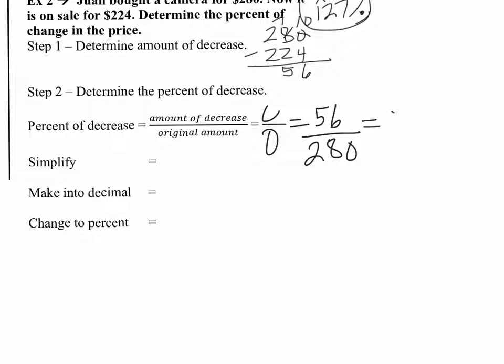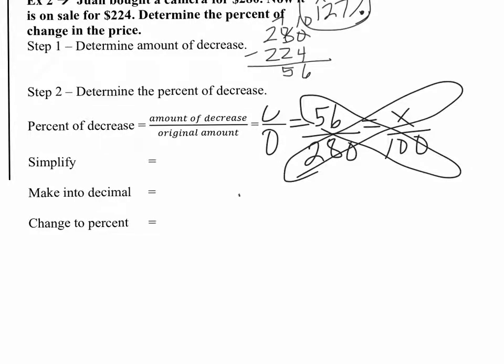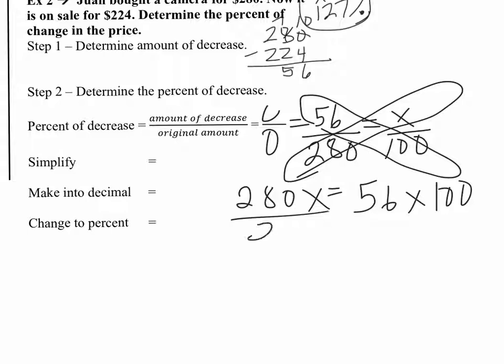Set that equal to x over 100 because you're looking for the percent. 56 times 100, 280 times x. 280x equal to 56 times 100. Divide both sides by 280. And you should see quickly that you can take 1 0 off, top and bottom. That's like dividing both by 10.